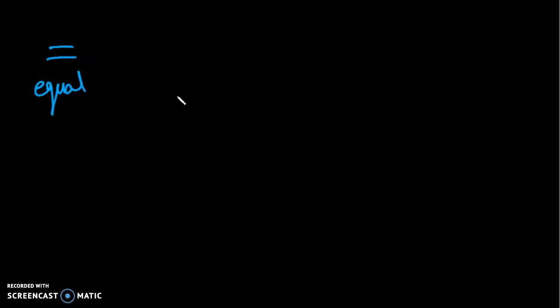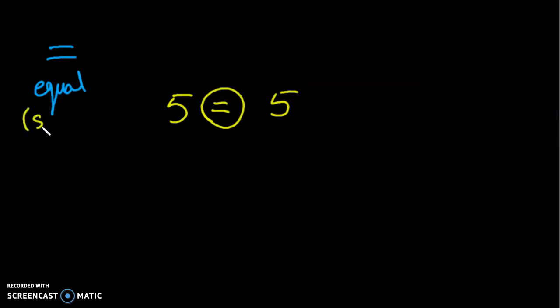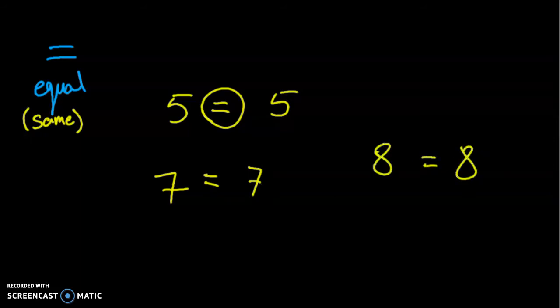Let's start with the equal sign. So 5 is the same as 5, so we say 5 is equal to 5. 7 is the same as 7, so we say 7 is equal to 7. So we use the equal sign when two numbers are the same. 8 is the same as 8, so 8 is equal to 8.